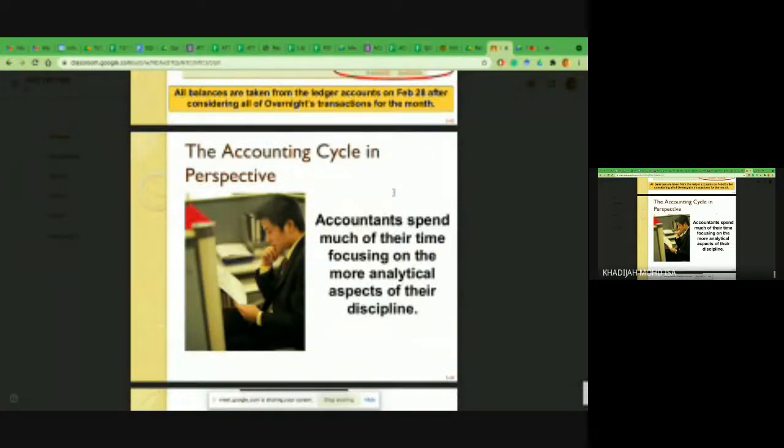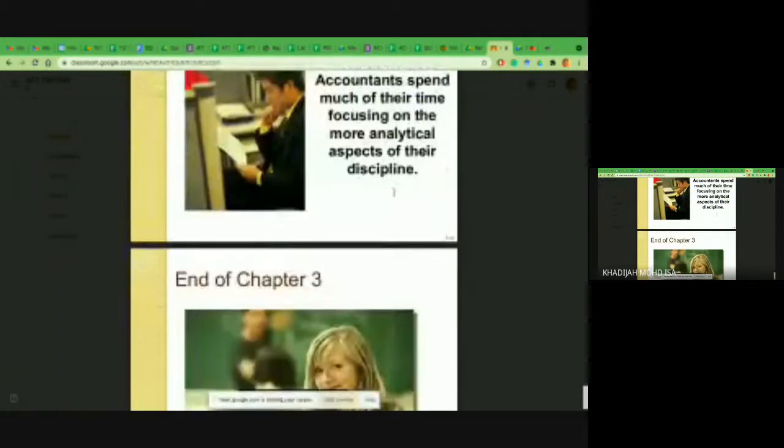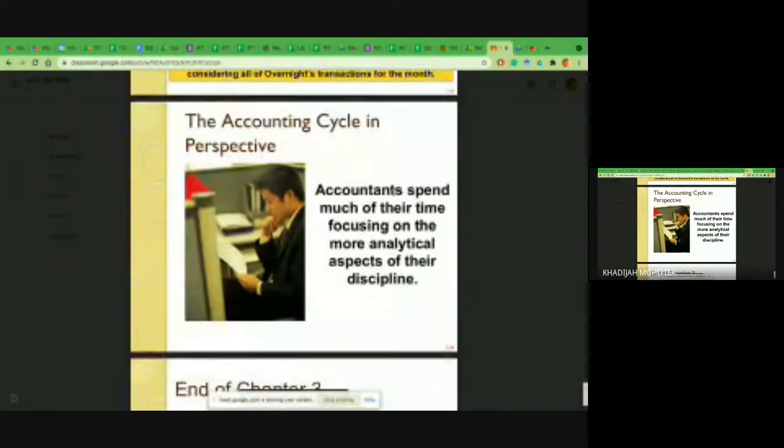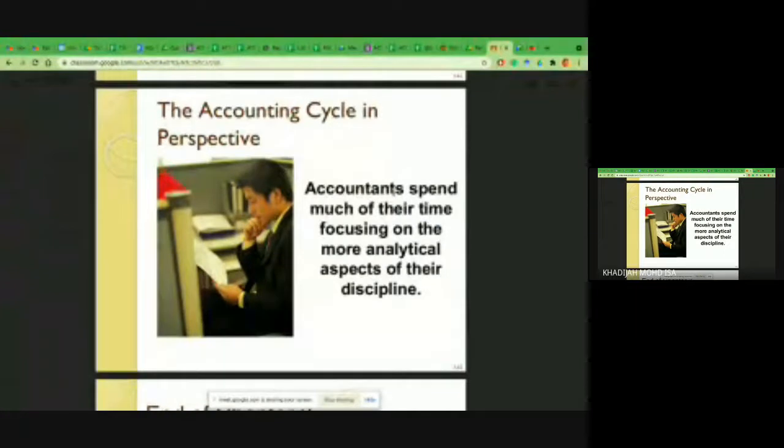Accountants spend much of their time focusing on the more analytical aspect of their discipline rather than doing the data entry. So we do not need accountants to do the data entry. Normally the lower level, the accounting or account clerk, does the data entry, but accountants are more about analyzing the financial statements in order to make a decision. So we want you to be an accountant, not an account clerk.